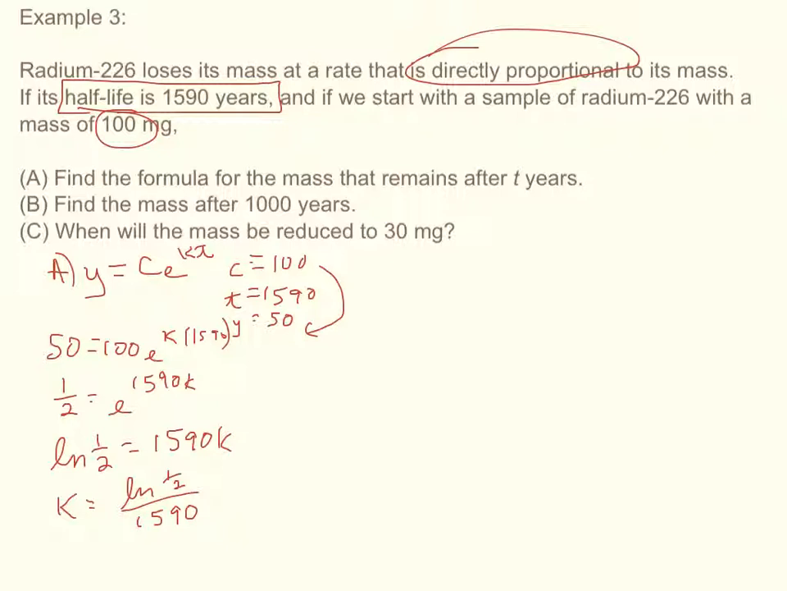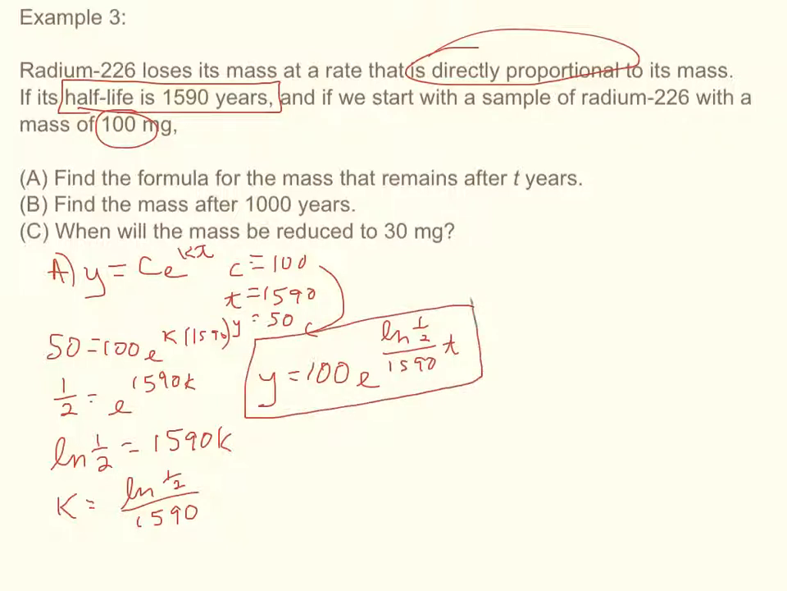But it ends up being 0.004359, and it's negative, which should make sense because our amount is actually decaying, and so k would be less than 0, which we talked about on the very first page of notes. All right, so the equation then is y equals 100 e to the ln of 1/2 divided by 1,590 t, and that is the answer to part A.